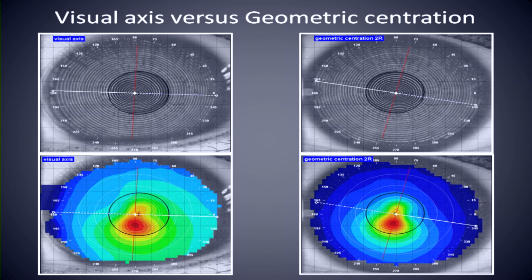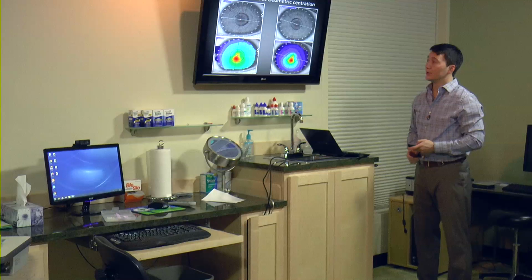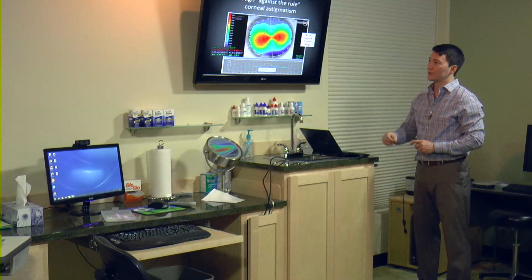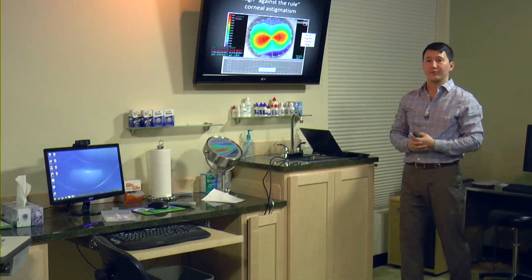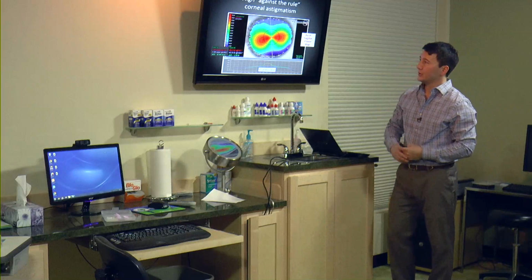So if you're going to send maps to Valley Contax, make sure you image on that geometric axis, because the visual axis isn't so important to us in terms of building the lens. Certainly it's important where the visual axis is in relationship to the optics, but in designing the optimal lens, we want to design it based on the geometric axis. So here's an example of how you might fit or build a lens for a patient.